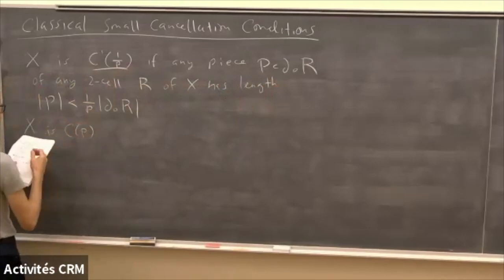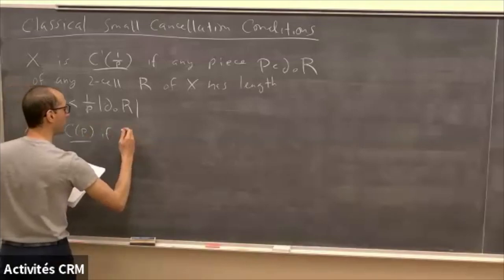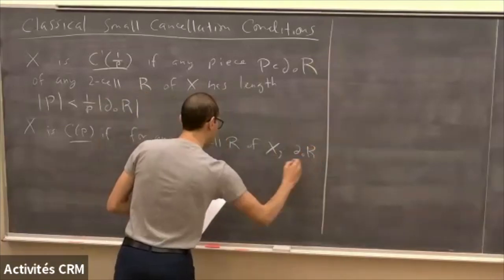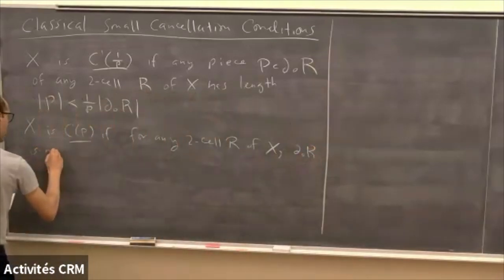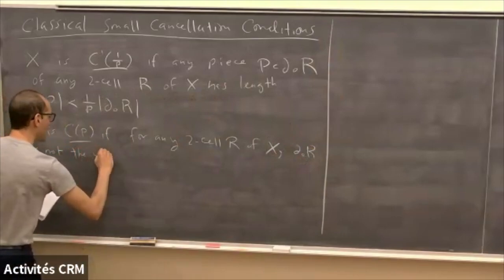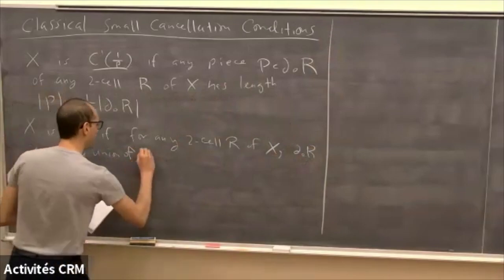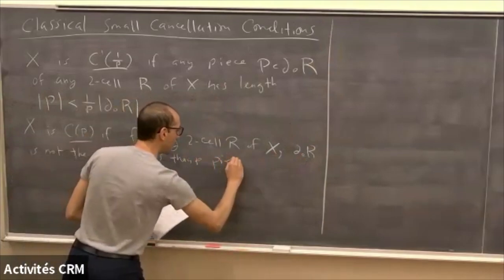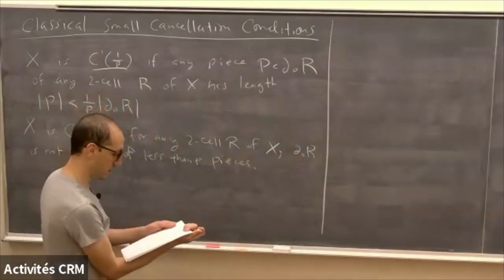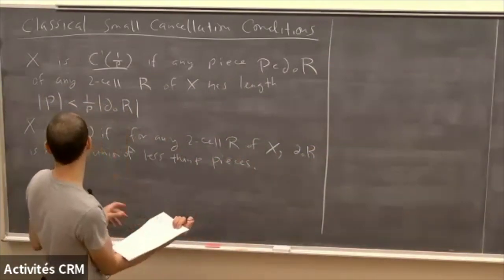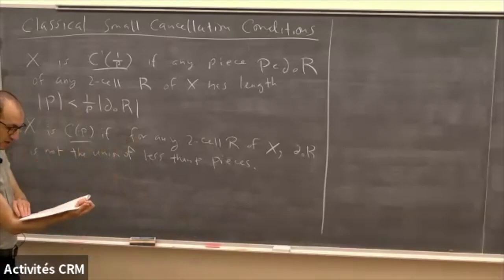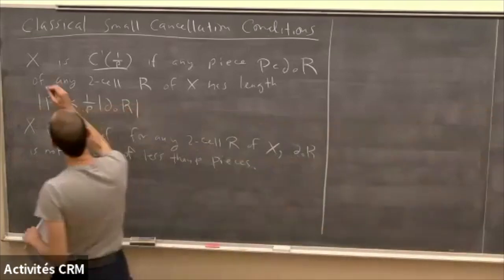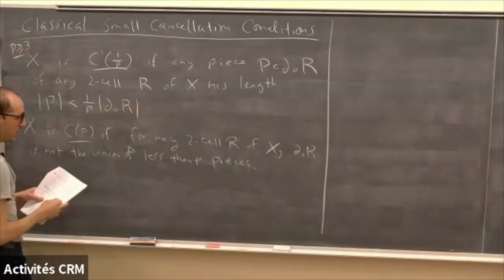X is CP if for any two cell R of X, the boundary of R is not the union of less than P pieces. Okay. And one of your exercises will be to come up with a different characterization of that in terms of disk diagrams. Here we have P at least 3.